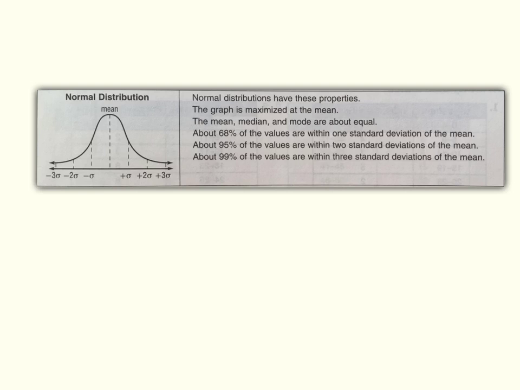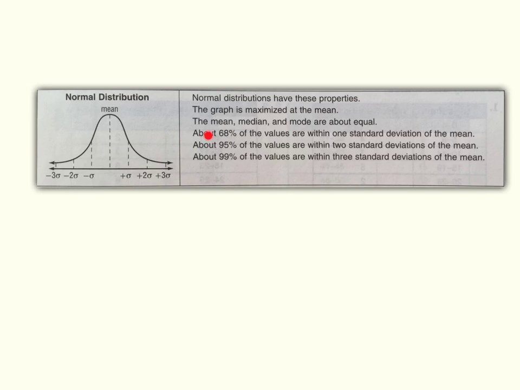Now let's take a little bit closer look at the normal distribution. Another name for this, and you've probably heard me call it, is a bell curve. Kind of looks like a bell. And again, here's our mean. To be a normal distribution, the graph has to be symmetrical about the mean. The mean, the median, and the mode also have to be about the same. If there is a big difference, then it's not completely normally distributed.